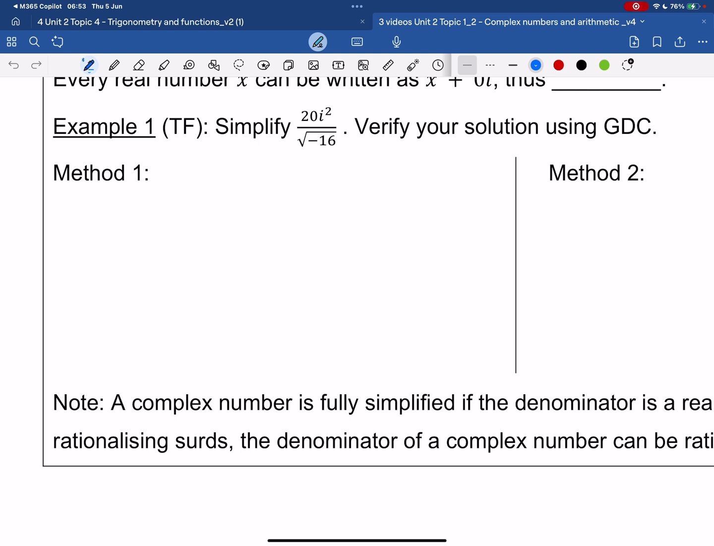We can either create our complex number first and simplify afterwards, or we can rationalize first and then simplify, or then create our complex number. I'll show you both ways, your choice. So we have 20i squared over the square root of negative 16.